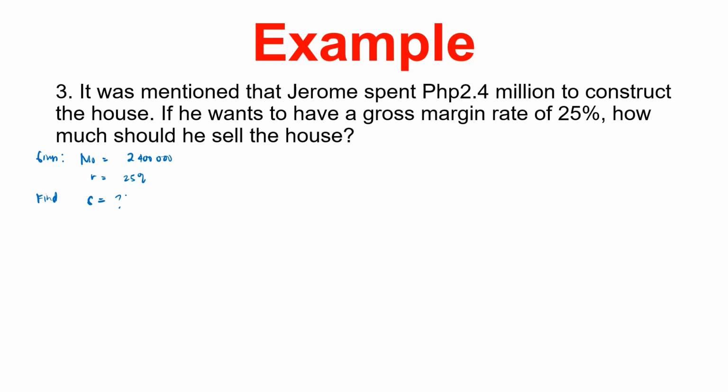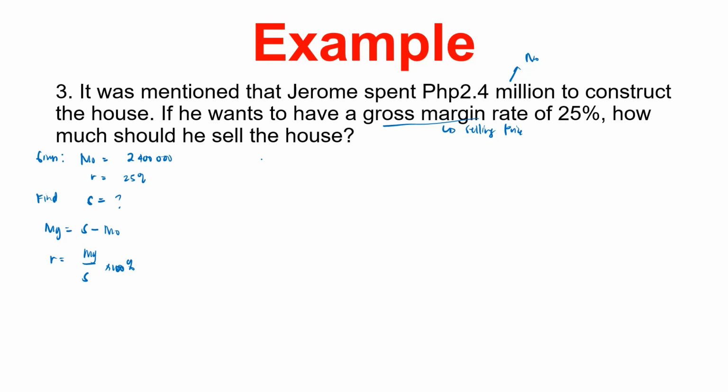The common mistake here, class, imumultiply natin yung 2.4 million dun sa 25% para makuha natin yung selling price, which is wrong. Kasi 2.4 million is the cost price. Remember, si gross margin is based kay selling price. So we cannot multiply it. The best thing that we can do, class, is to list down the formulas. Gross margin is equal to selling price minus cost price. The rate of the gross margin is gross margin over the selling price times 100%.